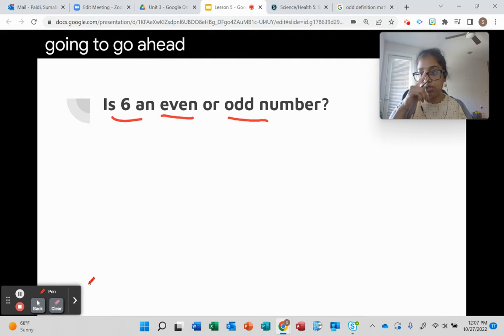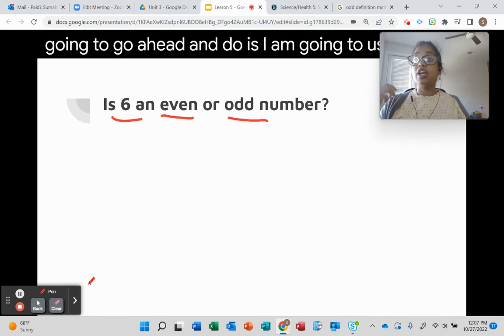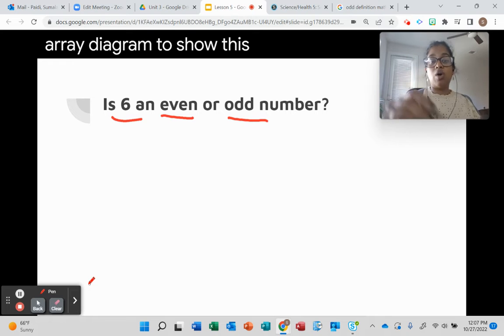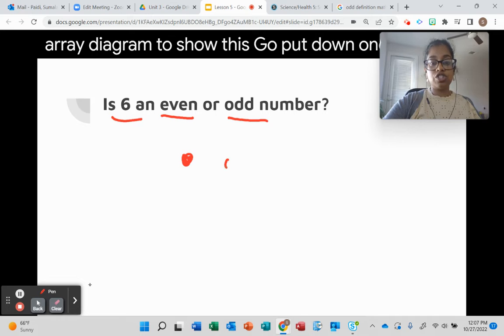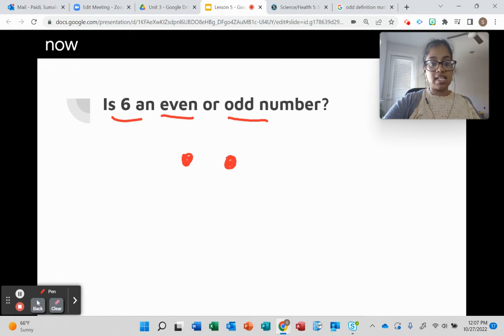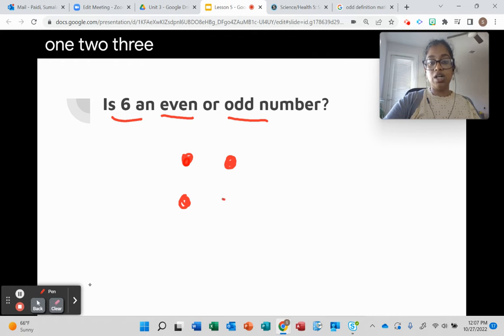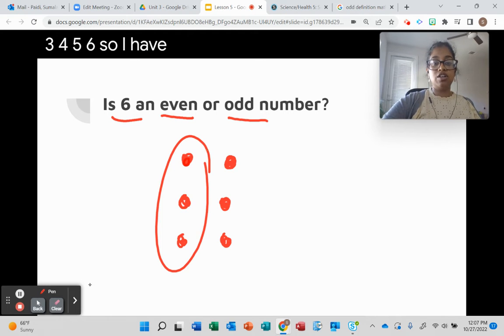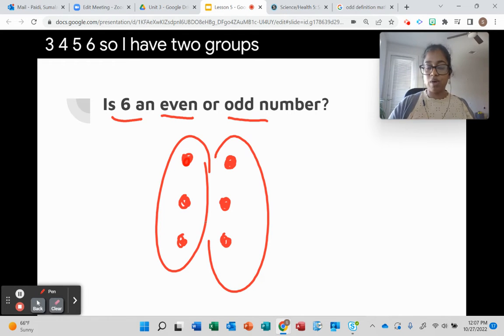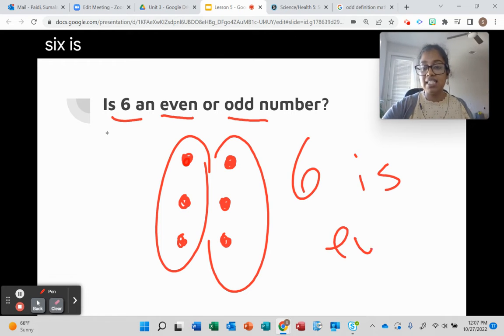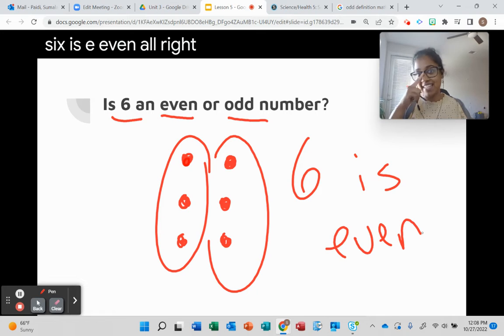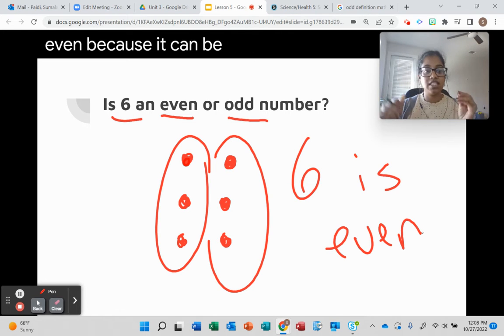What I'm going to do is use an array diagram to show this. I know I need 2 groups, so I'm going to put down 1, 2. Now let's see if we have enough to do 6. So we have 1, 2, 3, 4, 5, 6. I have 2 groups, right? So that means that 6 is even. All right, fantastic. So we know 6 is even because it can be divided into 2 groups.